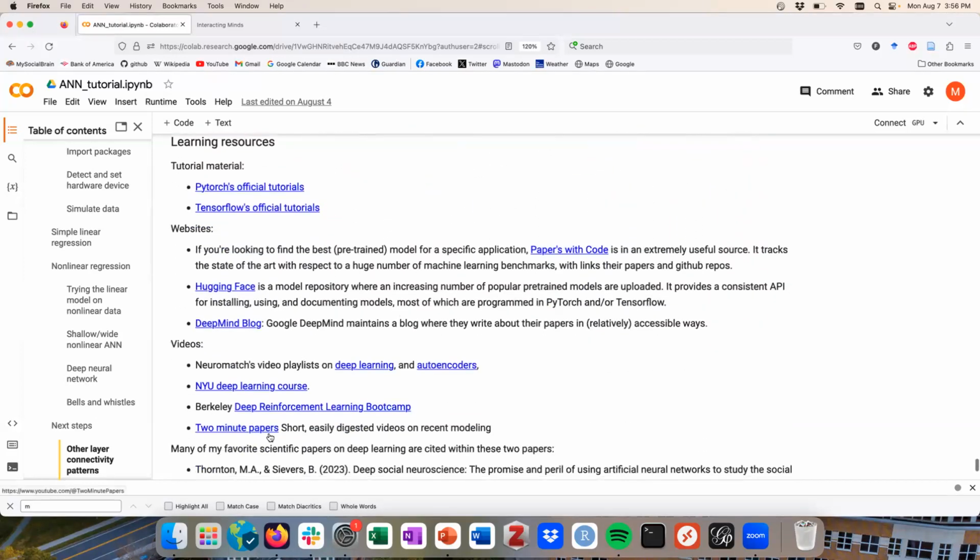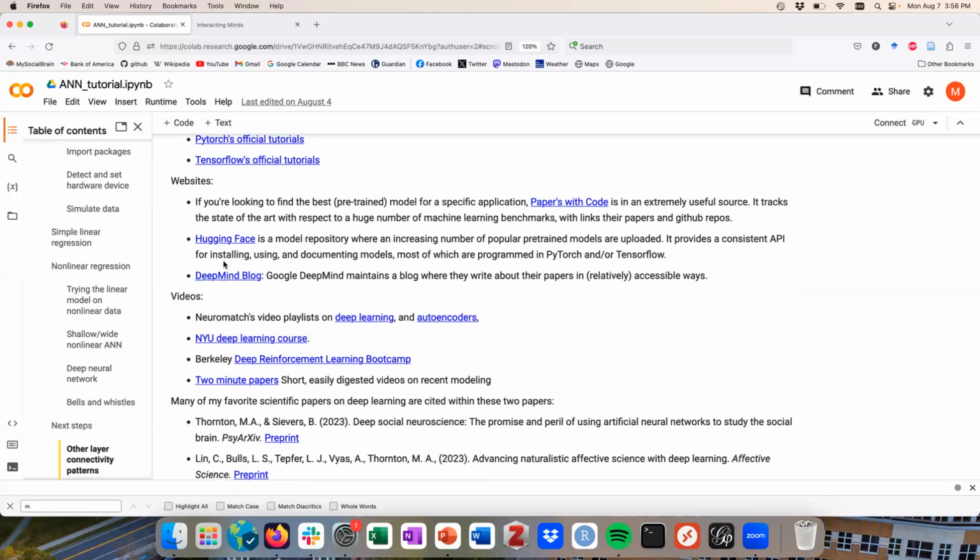And then I just have a bunch of learning materials here at the end. There's PyTorch's official tutorial materials that you can dig into deeper. TensorFlow has similar stuff, which is the other main competing Python library for deep learning. Some important websites: if you want to find the best state-of-the-art pre-trained models, Papers with Code is a really good place to go. If you want to actually run those models, Hugging Face is a model repository that has a lot of models with a standardized format and installation that can make it a lot easier to use them. And DeepMind has a nice blog on a lot of their cutting-edge research, which I recommend checking out for slightly more digestible content.